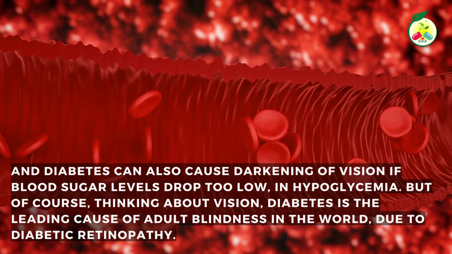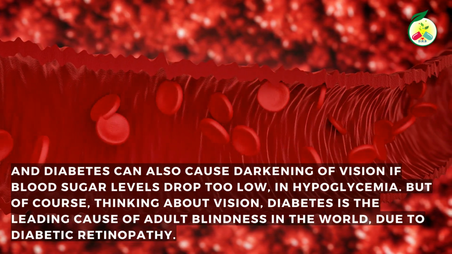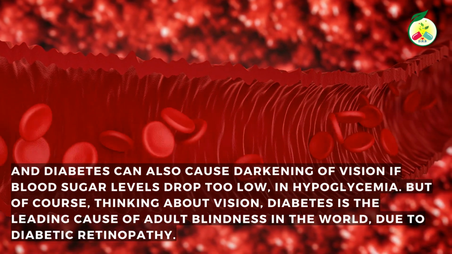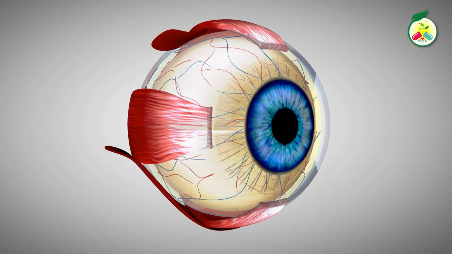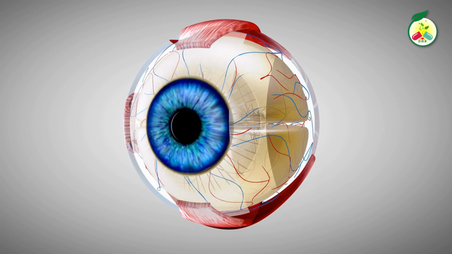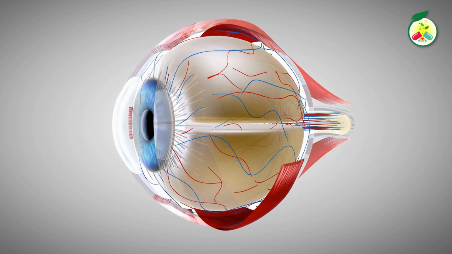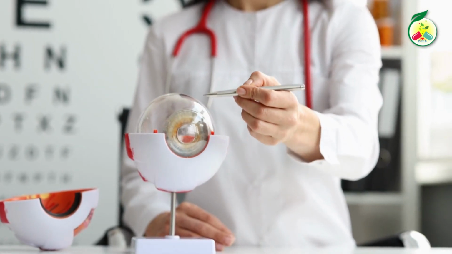And diabetes can also cause darkening of vision if blood sugar levels drop too low, in hypoglycemia. But of course, thinking about vision, diabetes is the leading cause of blindness in adults in the world, due to diabetic retinopathy. Long-term uncontrolled diabetes damages the small blood vessels in the back of the eye, the retina. And this can cause blurred vision.